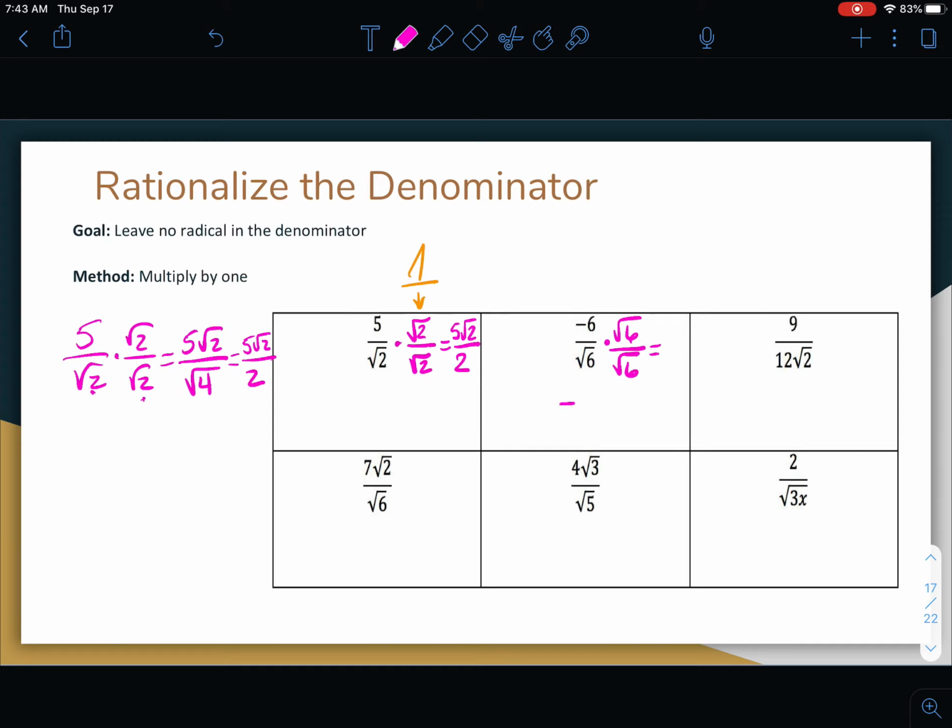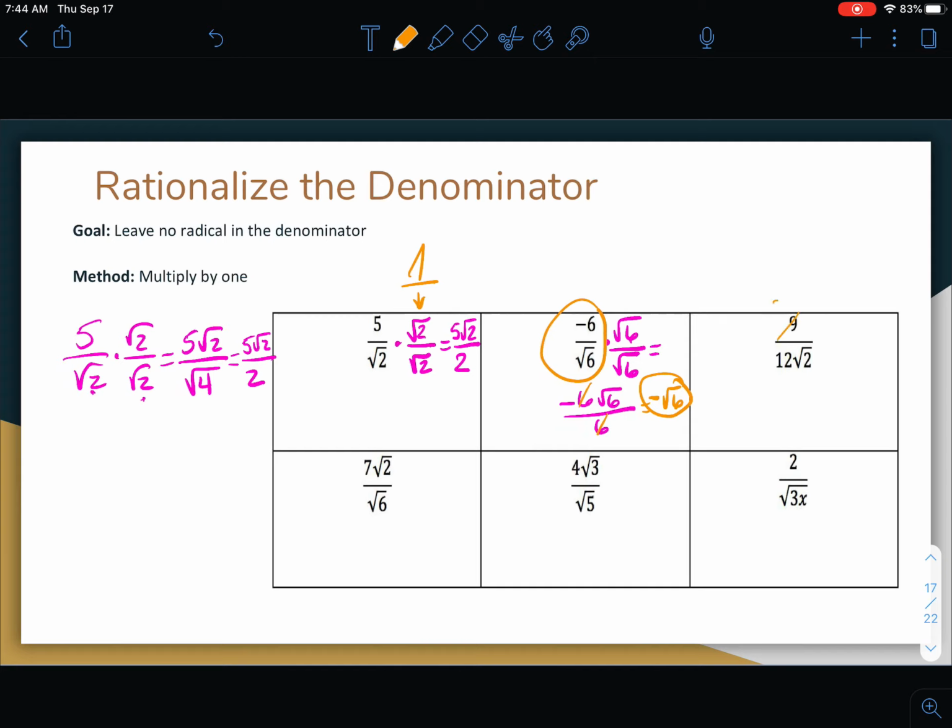Radical 6 over radical 6, we're really just multiplying by 1. Negative 6 radical 6 over 6. Now we get to do some canceling because we see a 6 over a 6. So this equals negative radical 6. In your calculator, type in this, and you should get exactly the same rounded answer. So we're not changing the value. We're not solving anything. We're just changing what this looks like. Okay, and we're doing this to simplify.